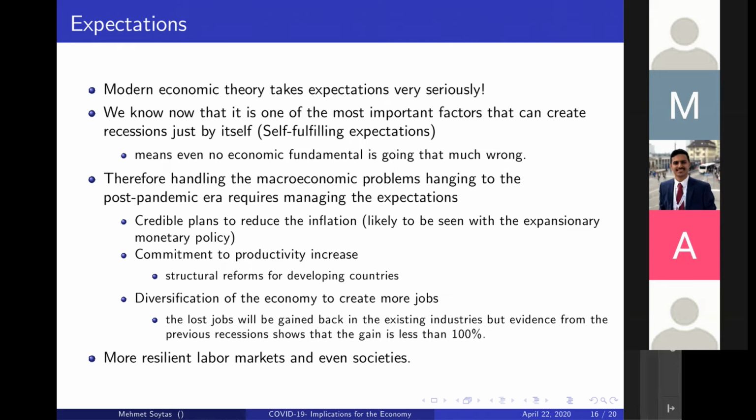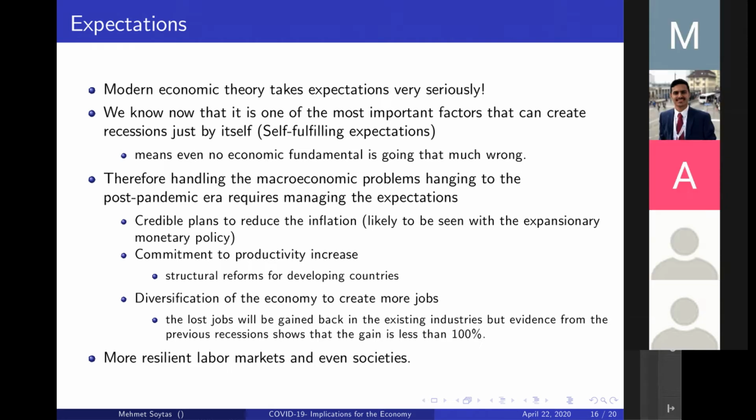Okay, I promised that I'm going to talk a little bit about expectations, and as economists, we take expectations very seriously. Okay, so we know that it is one of the, if not the most, important factors that can create lots of problems in the economy, including recessions themselves. Okay, and there's even a name for it: we call it self-fulfilling expectations. That means if there's no economic fundamental going that badly wrong, still individuals believing that it's going to be much worse can actually create recessions. We have seen recessions like that in the past.